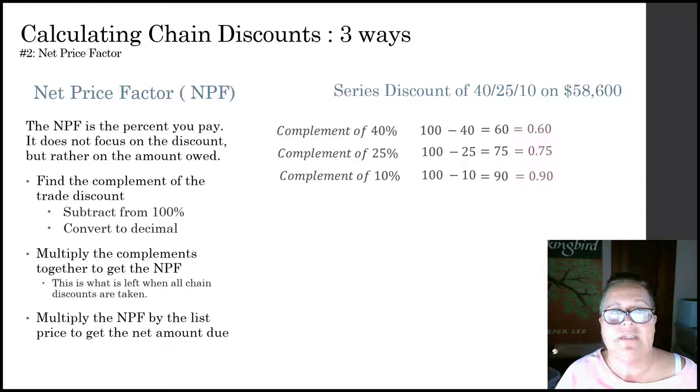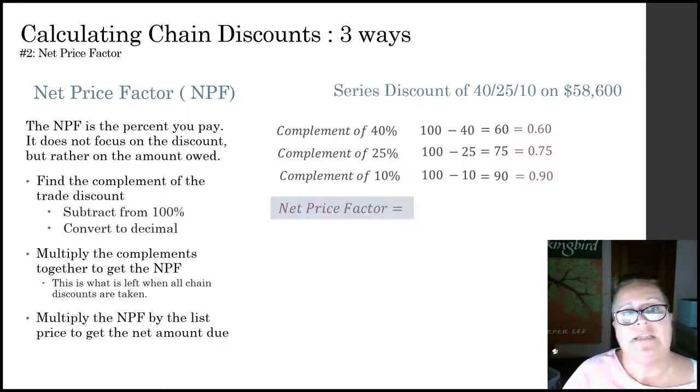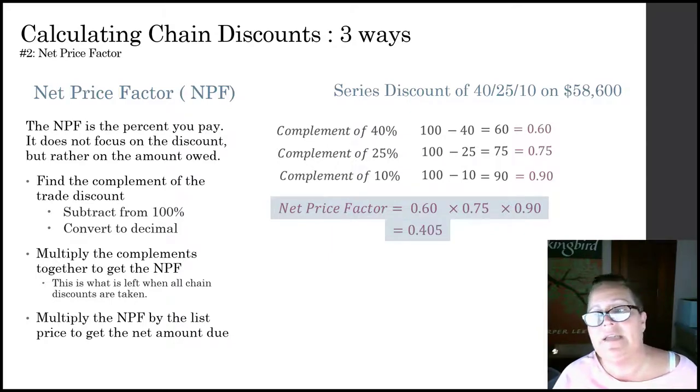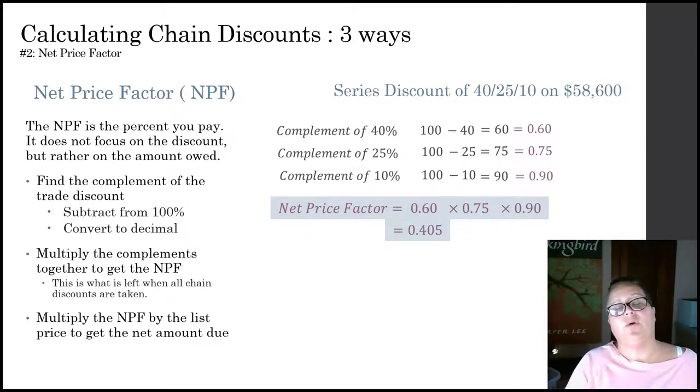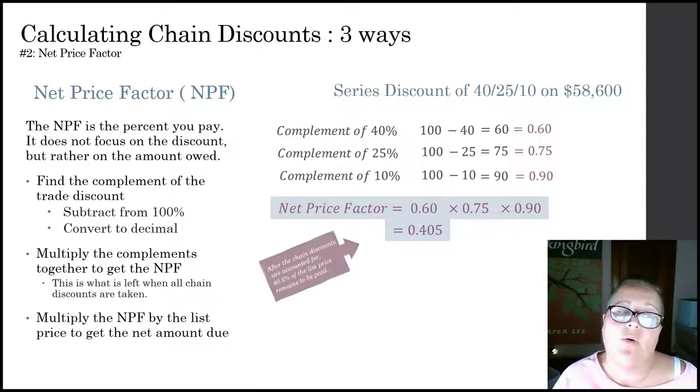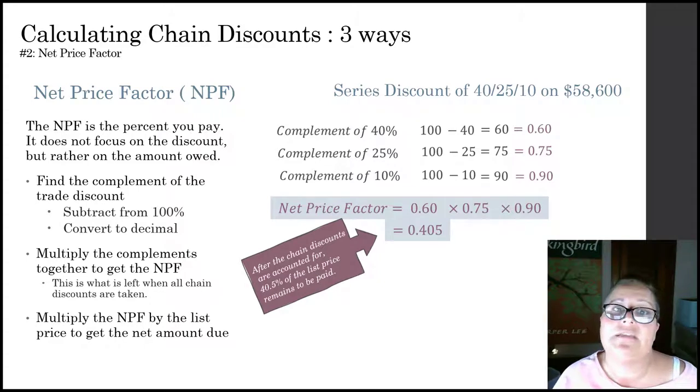as well with 0.9. To calculate the net price factor, I'm simply going to multiply together those three complements. So I'm going to do 0.6 times 0.75 times 0.90. When I multiply these three together, I get 0.405. This means that once all the discounts are taken, there will be 40.5% of the list price left to pay.